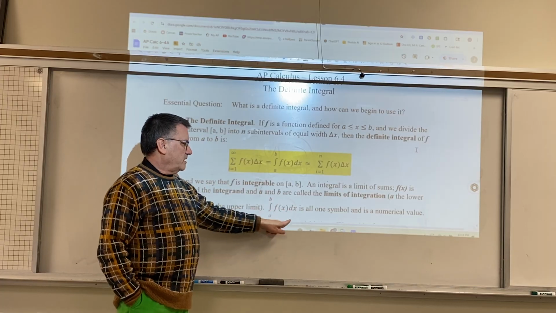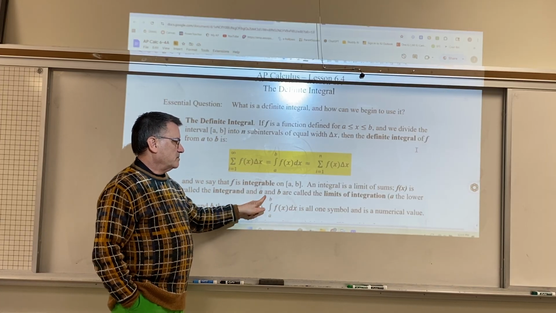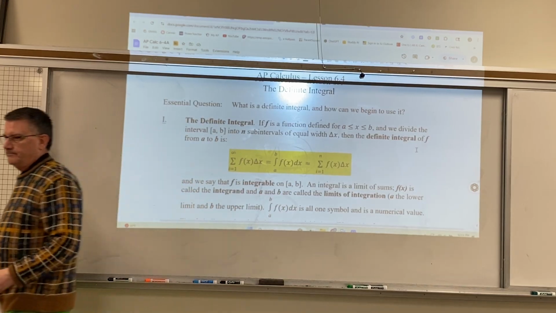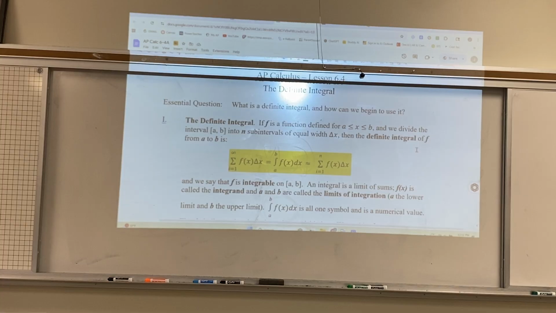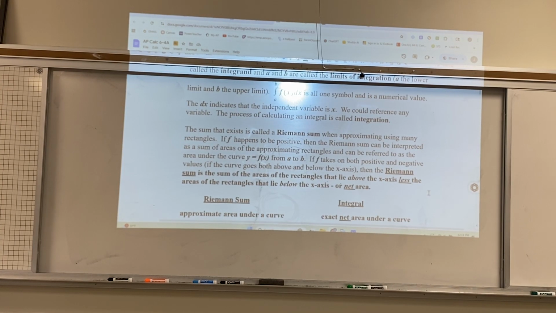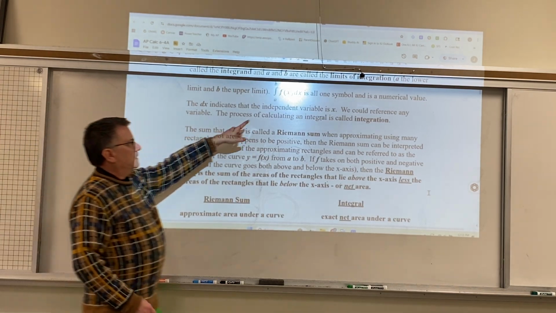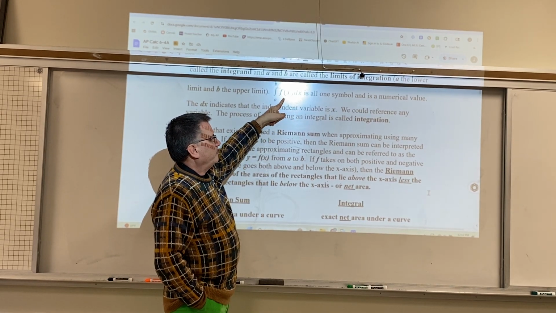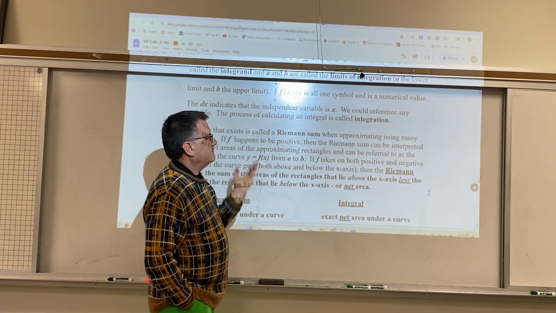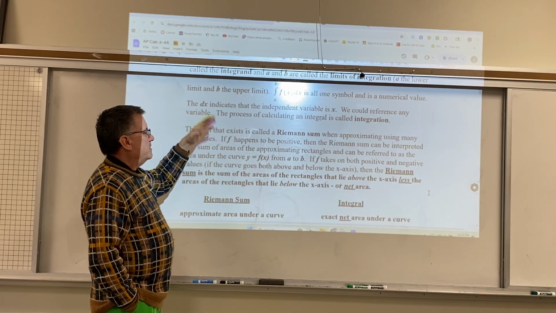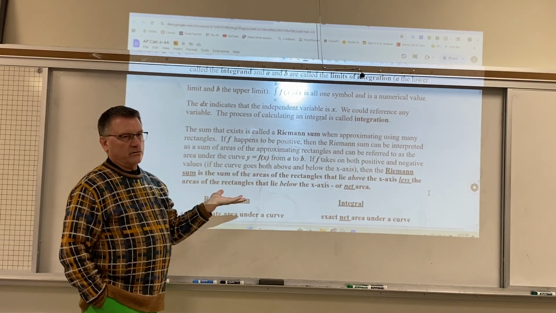So this thing right here is all one symbol, so you're going to get one numeric value, just like if you would do the cube root of something. When we see dx in that formula, that just says that's my independent variable, the variable I'm going to focus on here. Sometimes you might see dt, which means I'm going to focus on t. We could reference any variable. This process of calculating an integral is called integration.